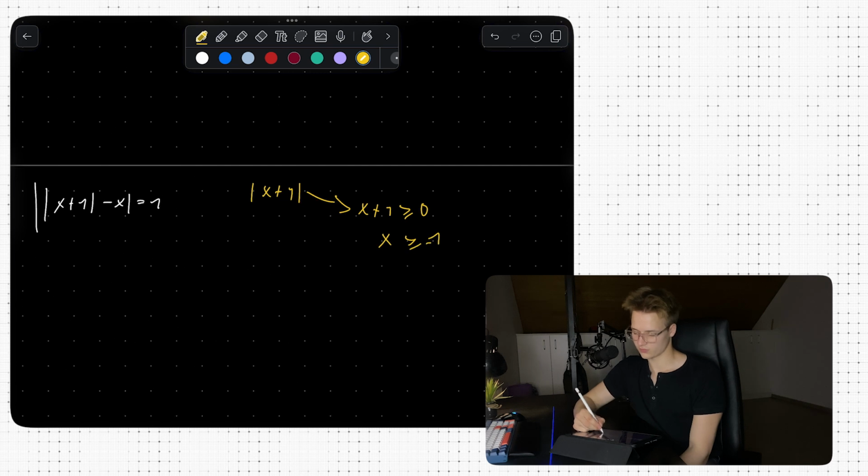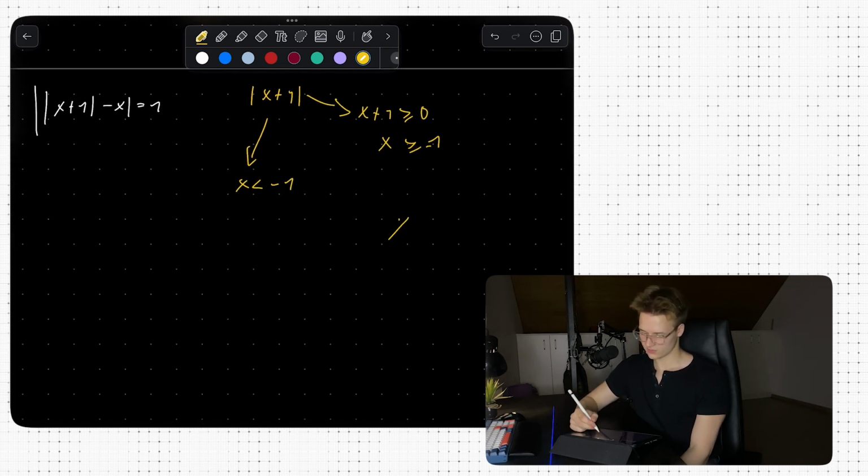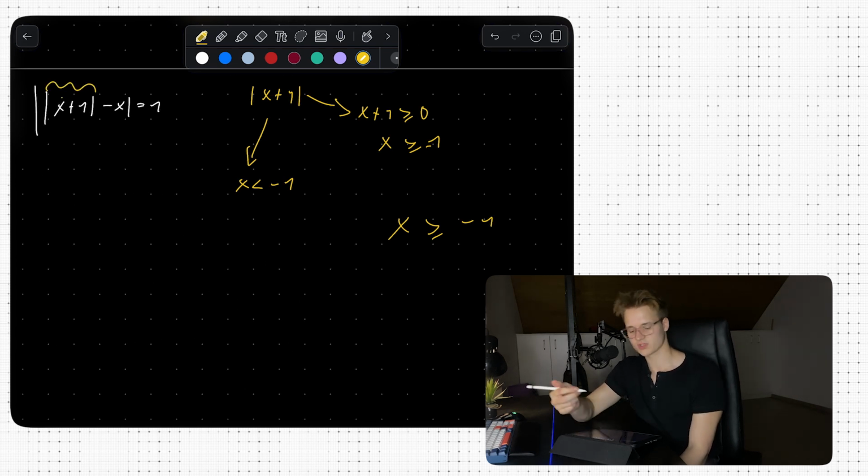When x plus 1 is greater than 0, x is greater than or equal to -1. Again, we're just going to write these conditions, so x is less than -1. Now let's look at this case. We're going to look at x greater than or equal to -1. In this case, this absolute value is just going to be removed, so it's not going to have any effect.